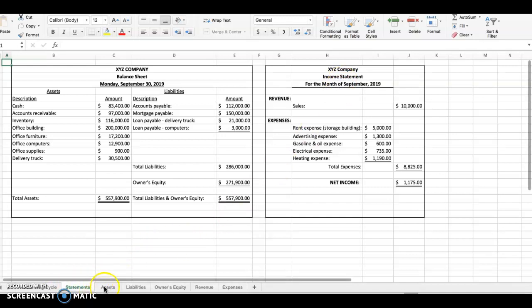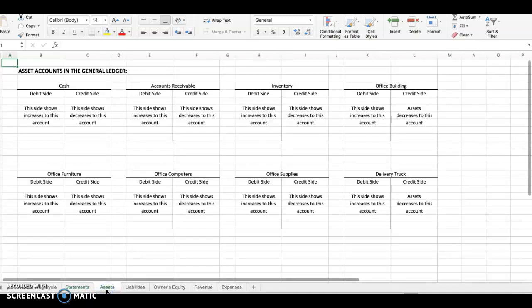So let's take a look at this tab. And you're looking at something that's new to you, and I want to explain kind of the background of this before we get into the details.